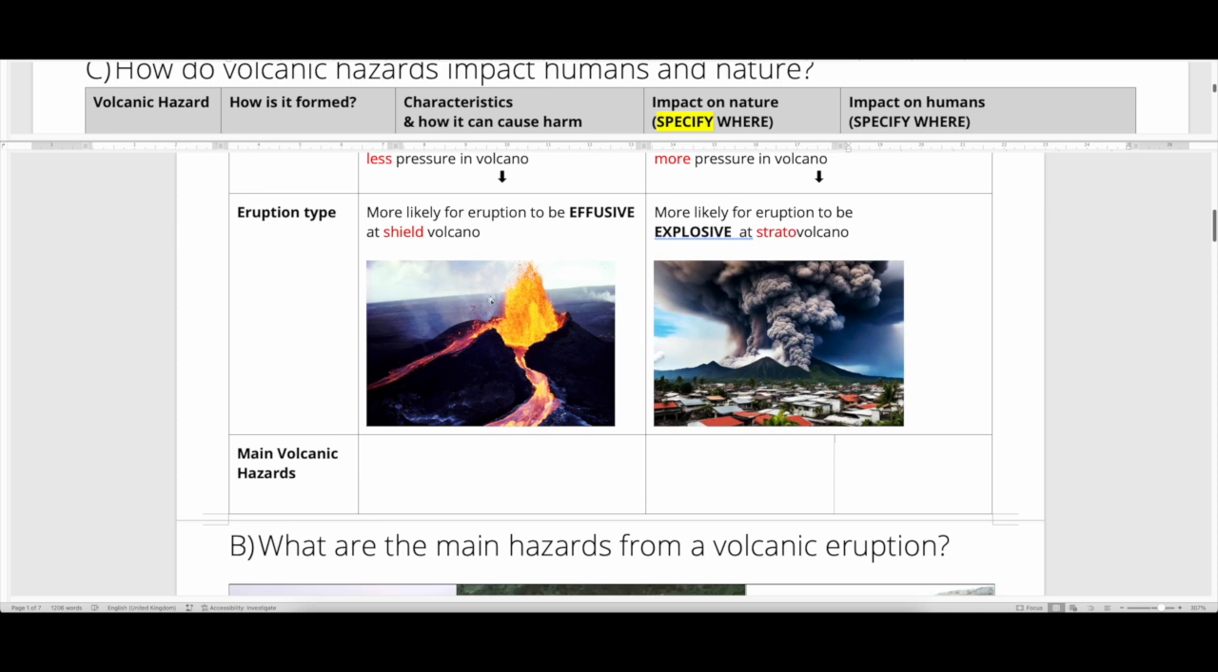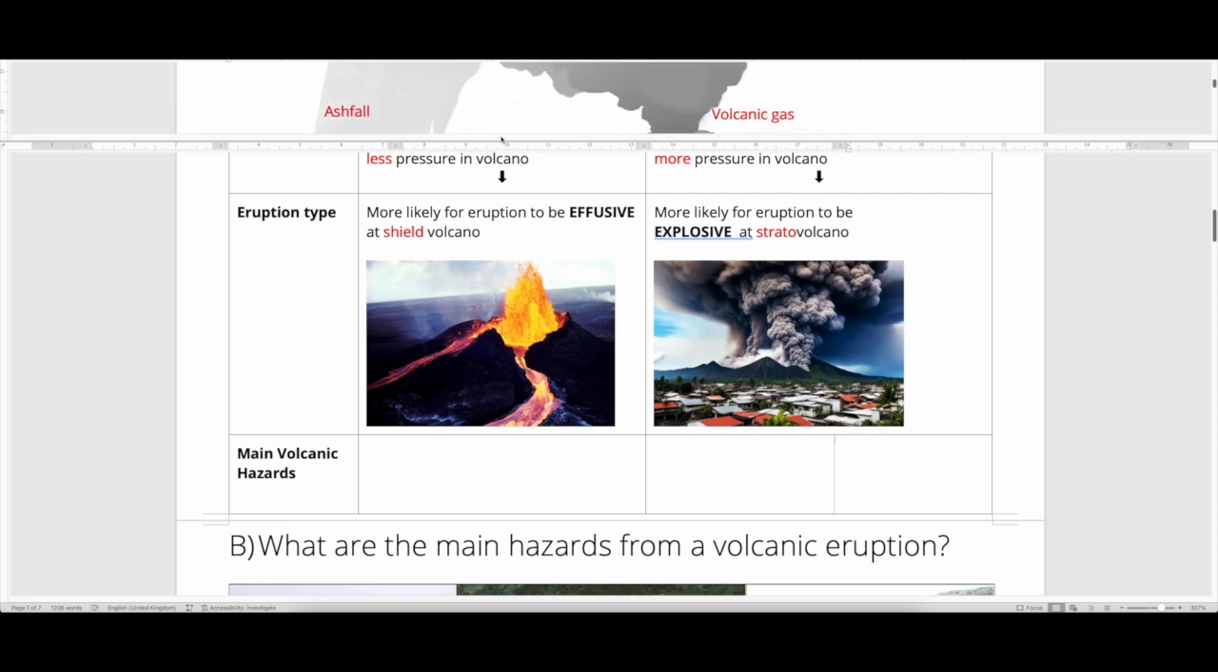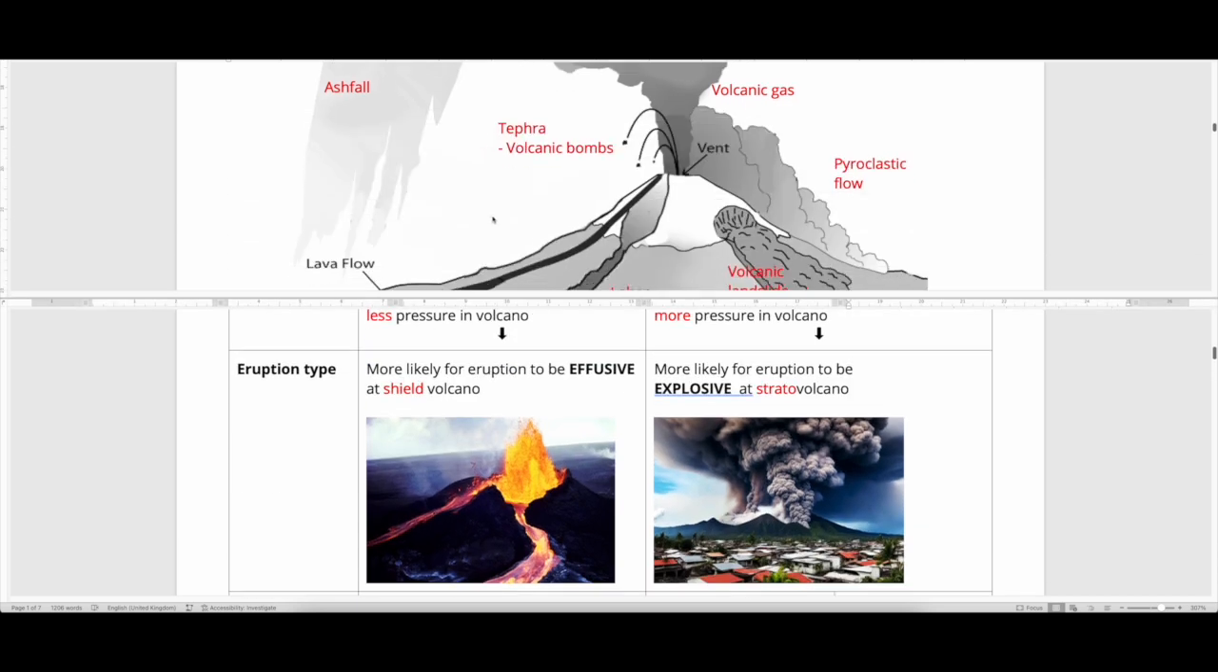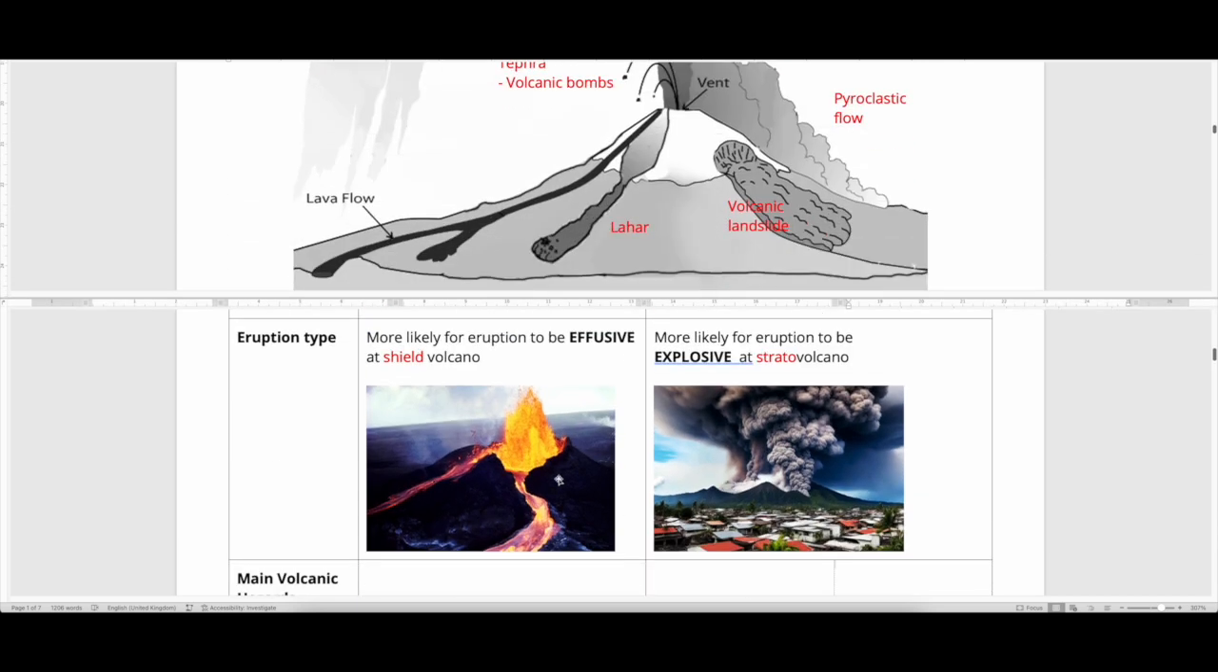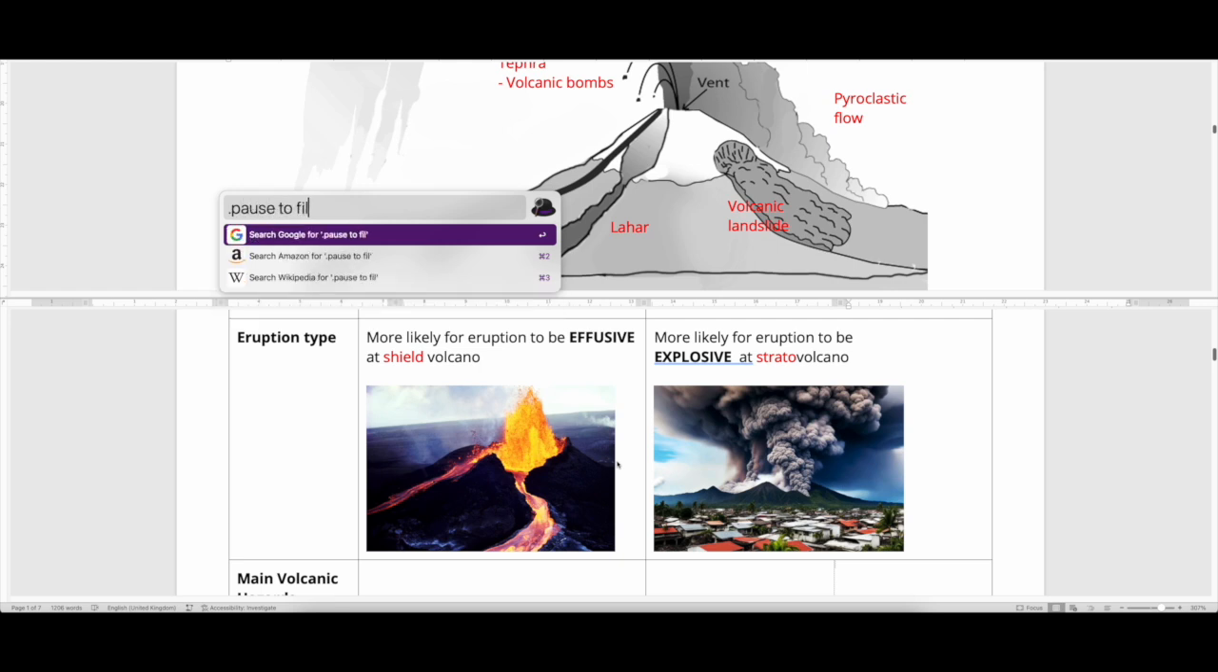Now you learn that shield volcano is very effusive. You learn that stratovolcano is very explosive. As a result, what kind of hazards will feature more in which type of volcano? So you learn the different types of hazards, right? All these different types of hazards. Which one will be found more in which volcano? All right, please pause the video and fill up. And then once you are done, you can unpause the video.